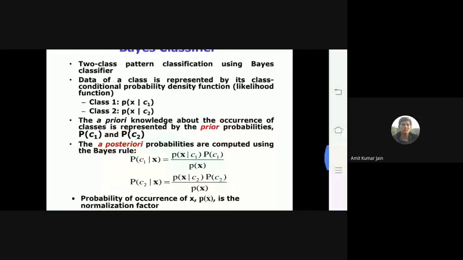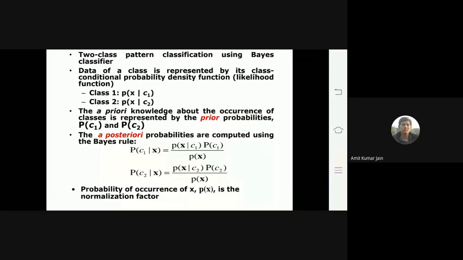And one more thing is the prior knowledge, the prior probabilities. So let's say initially you are having 100 samples, and out of that 50 samples are from one category, and the other 50 samples are from another category. Your initial task is to divide the data set into training and testing. What you have done is you have divided the data in a 70 and 30 ratio. So 70% is for training and 30% is for testing.